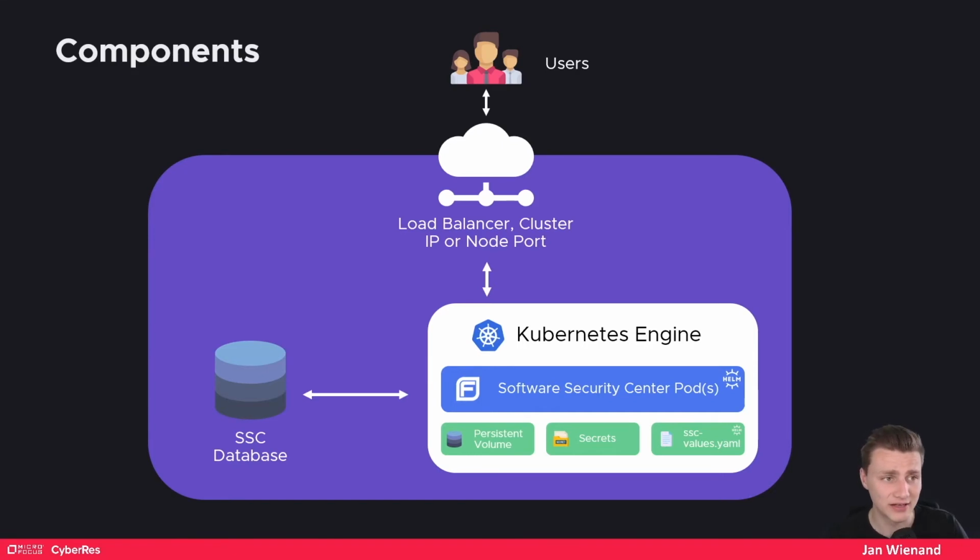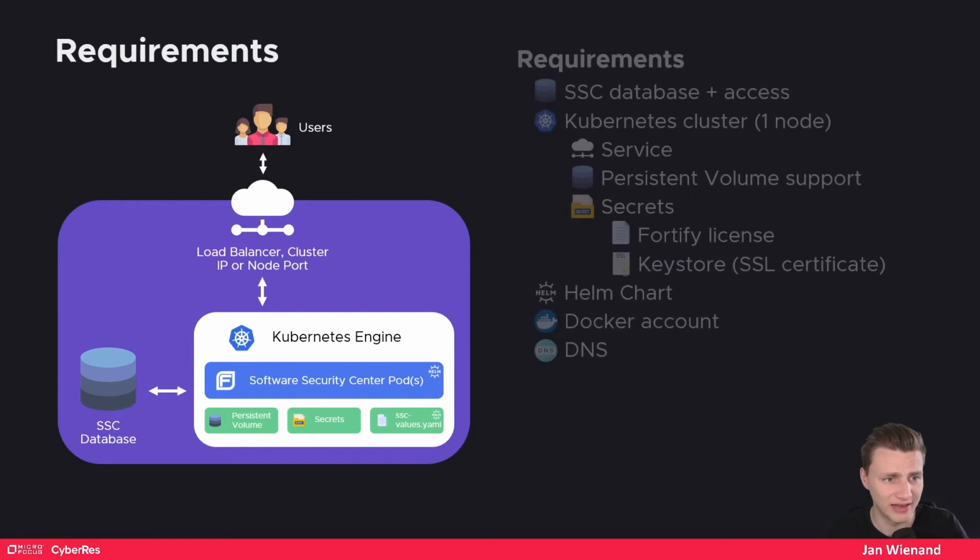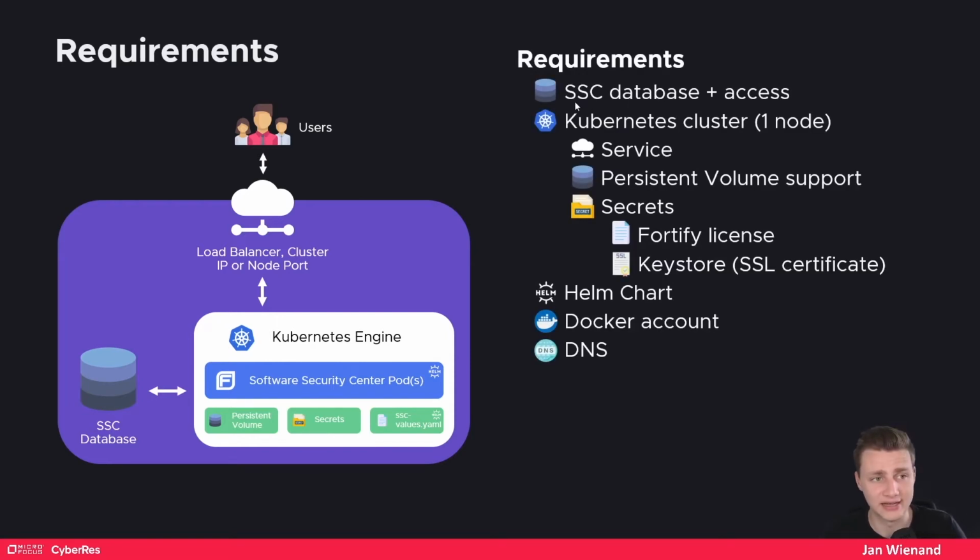And the next thing are the requirements. So what do we need to get this kind of overview here, or how do we get everything running? And for that, we need some things. First of all, we need an SSC database and also the access to the database, because we need to talk to the SSC database and maybe read or write or only view some rows there. So it's very important that we have first the database and then the access.